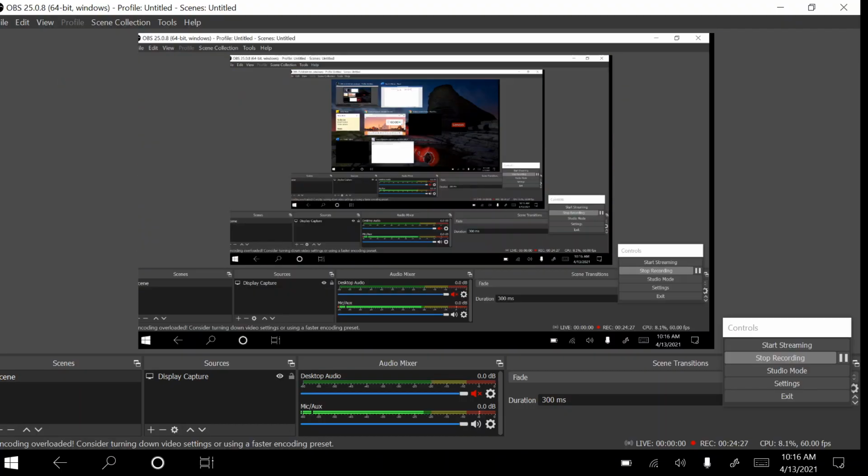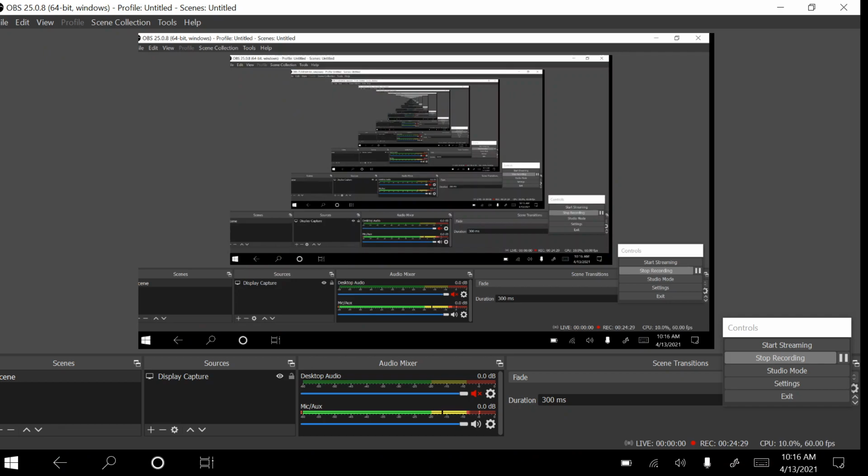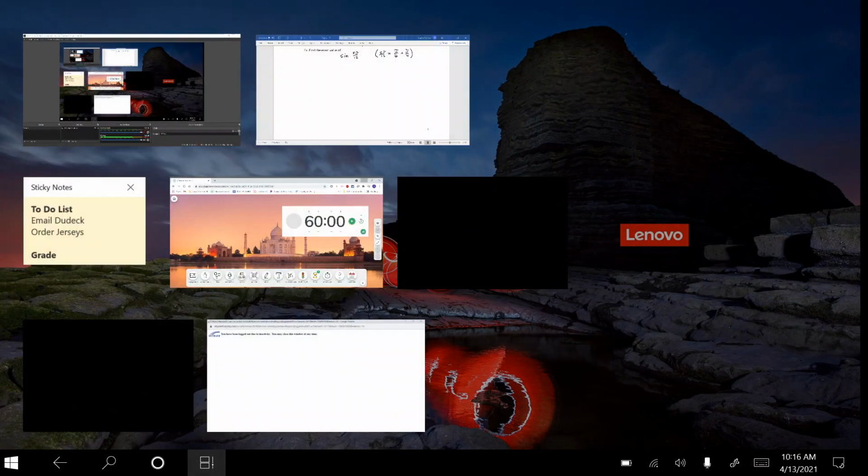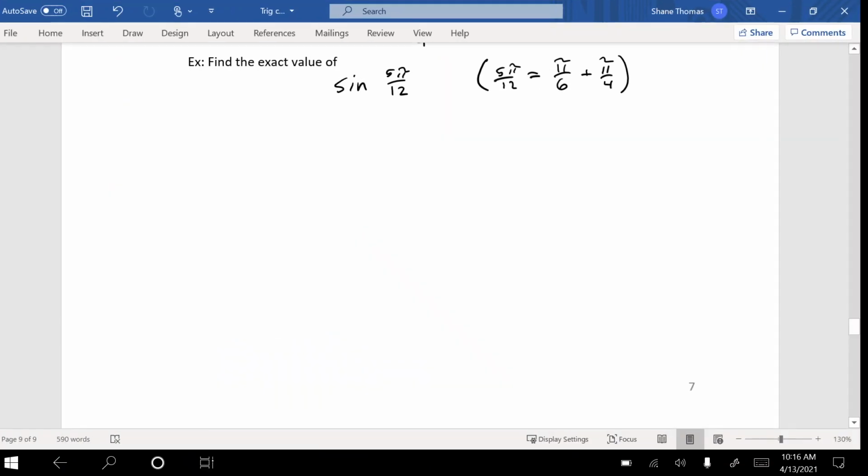So, for this one, we're going to rewrite this as the sine of pi over 6 plus pi over 4. Okay, now when I apply the formula, what do I get? Sine of, yeah?